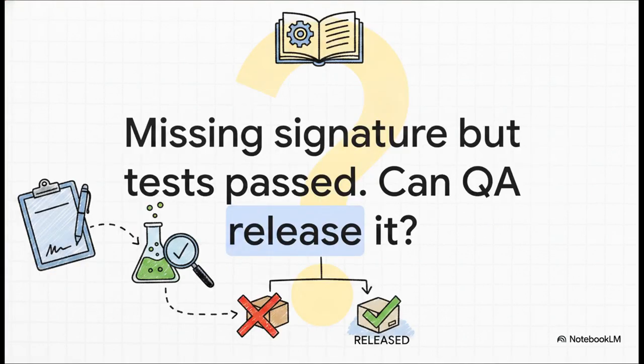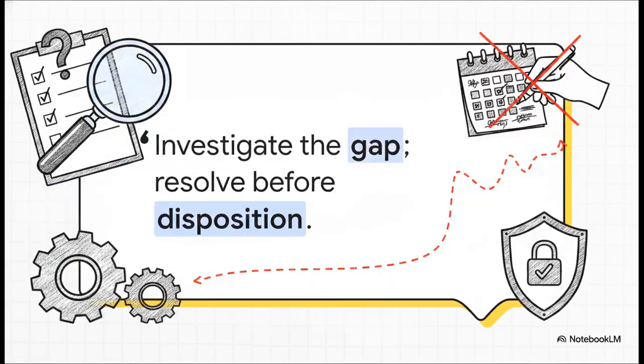Here's another trap for you. Say you're reviewing a batch record and notice a missing in-process check signature. But the final product results from the lab are stellar. They pass every single spec perfectly. Can QA just go ahead and release the batch? The answer is unequivocally no.